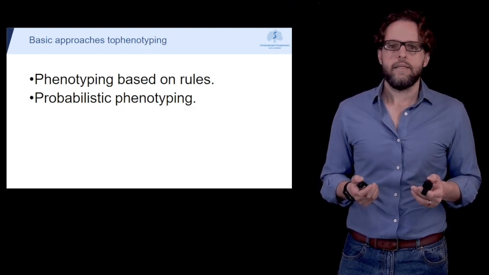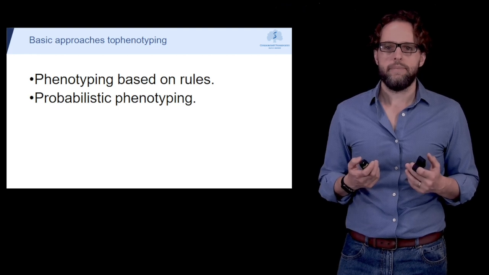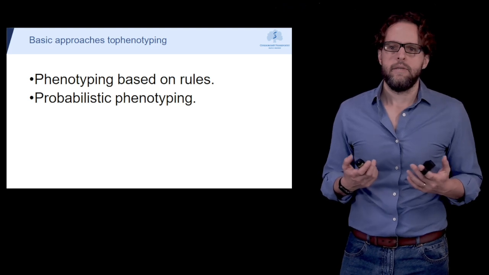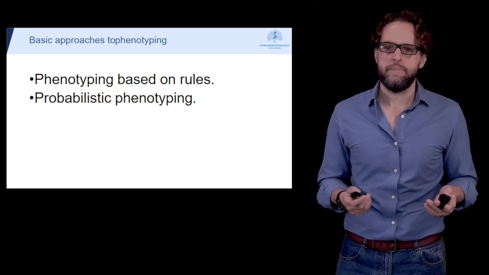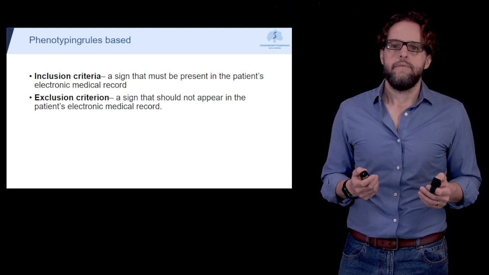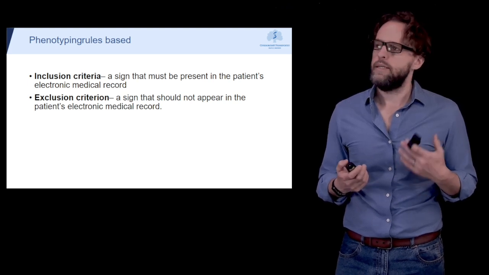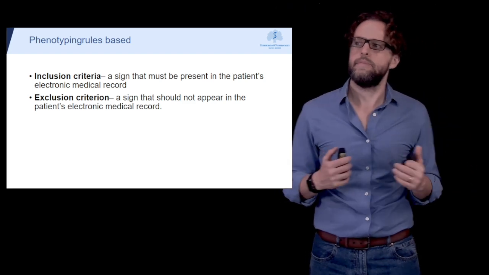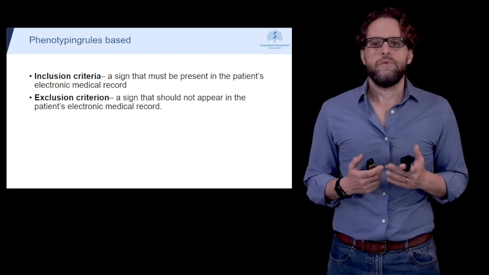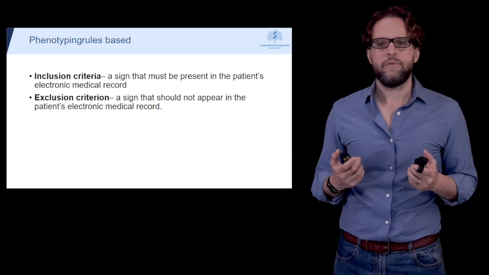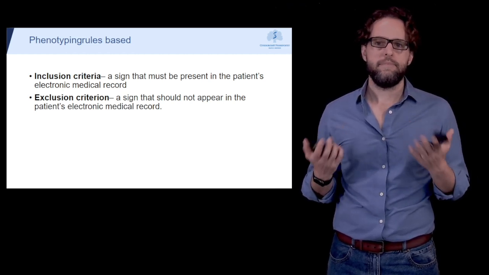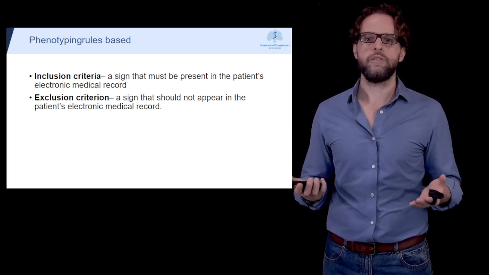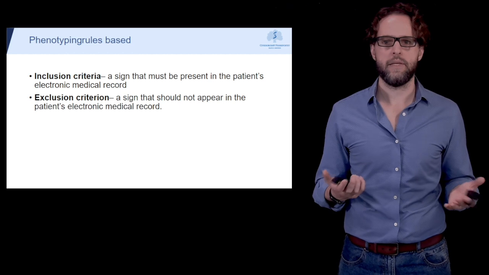There are two basic approaches to electronic phenotyping: phenotyping based on rules and probabilistic phenotyping. Phenotyping as a rule-based process consists of using sets of rules to explicitly identify inclusion and exclusion criteria for the patient.